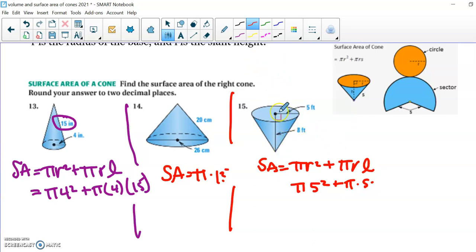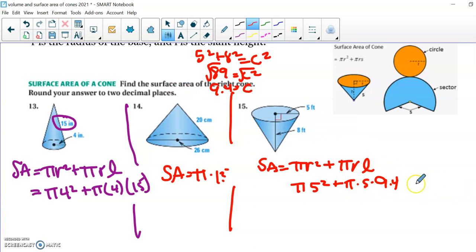So I'm going to go ahead and use a quick Pythagorean theorem. A squared plus b squared. We're looking for the hypotenuse C. So I'm going to say 5 squared plus 8 squared gives me C squared. So that's 25 plus 64. So that gives me 89 equals C squared. I'm going to square root both sides. And it looks like my slant height is going to be about 9.4. Put that in my formula, and then I'd punch it in my calculator.